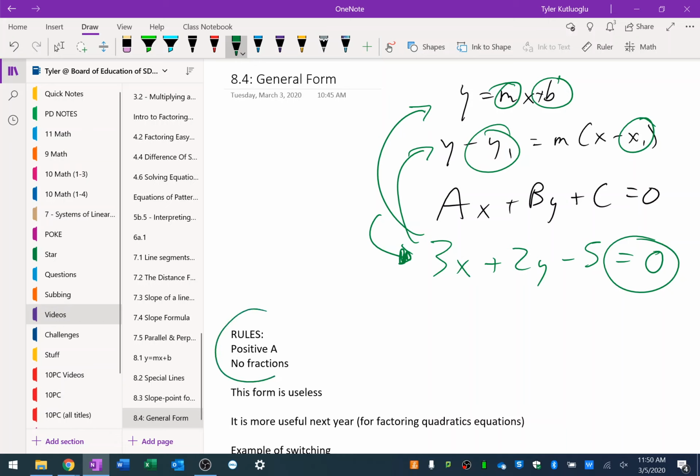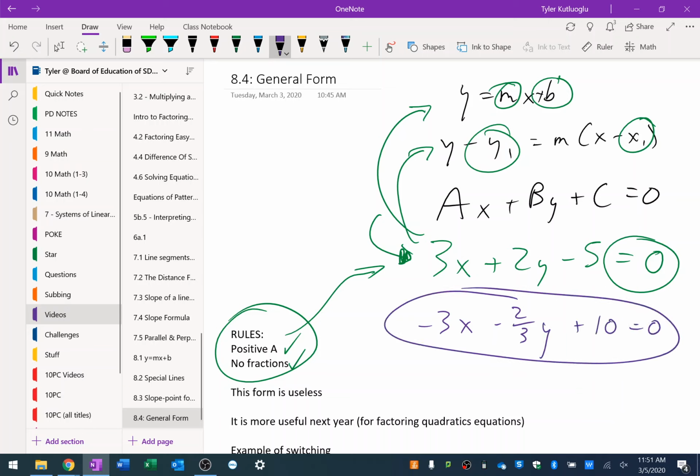So the two main rules you need to know for this is the a value, the number in front of x, must be positive, and you can't have fractions. So that means if I had a question like this, this is unacceptable. This is not proper general form. We need to transform it. So let's do that right now.